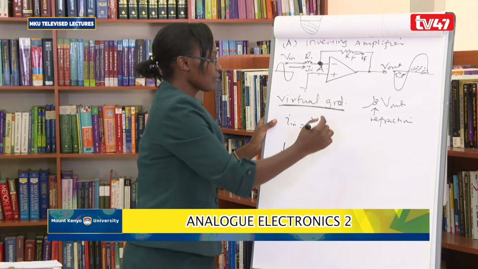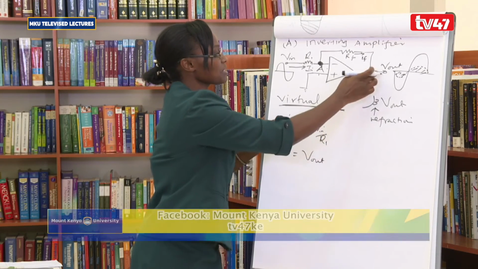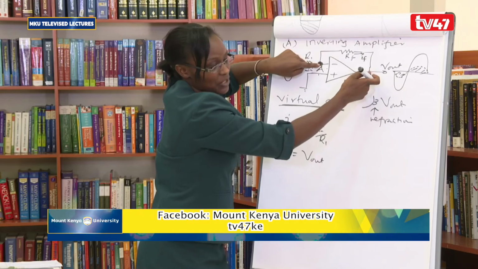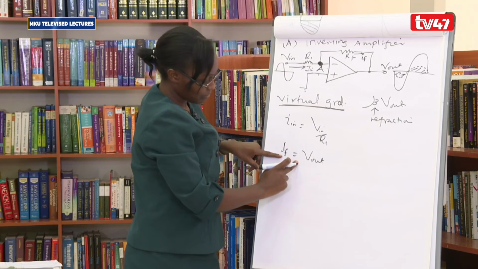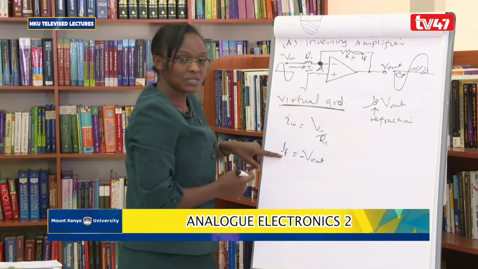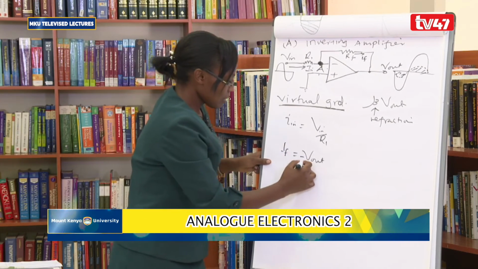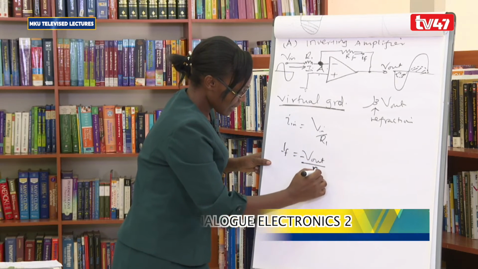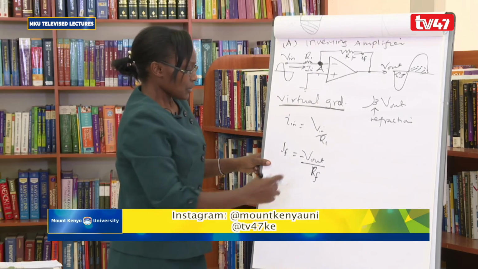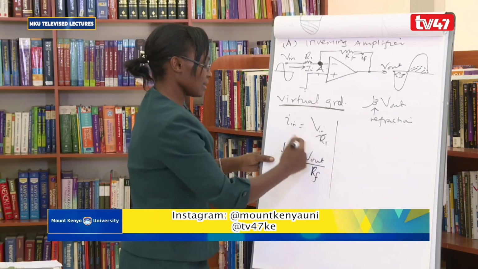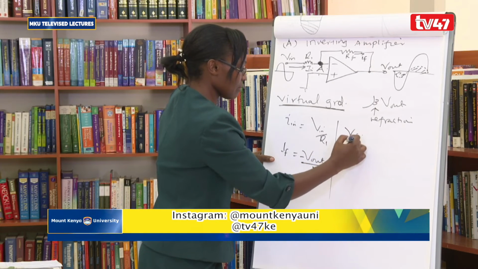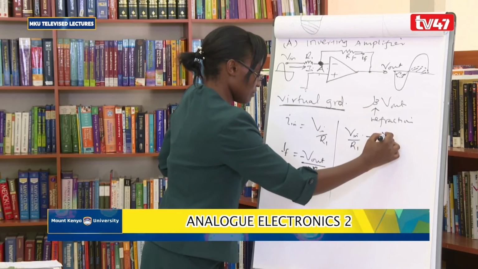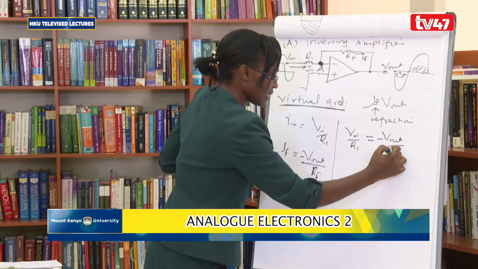will be equal to V out, because the voltage V out is the voltage that will appear between this particular point and this point here. So our IF, or the feedback current, is equal to negative, because it is a current flowing in the opposite sense, sorry, IF is equal to V out divided by RF. So basically, you can equate these two and say V in over R1 is equal to negative V out over RF.